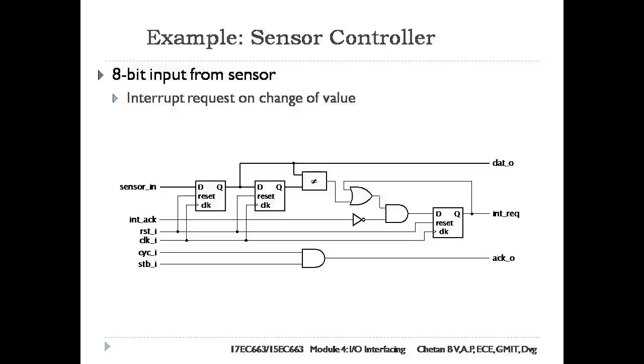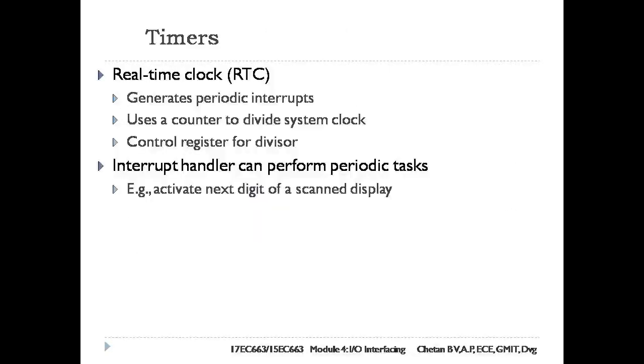Next, we have to develop a Verilog model of the input controller as discussed in the previous example. Timers or real-time clocks issue periodic interrupts, allowing an embedded system to perform scheduled and periodic tasks. They use a counter to divide the system clock, with a control register for the divisor. The interrupt handler can perform a periodic task. Example: activate the next digit of a scanned display.